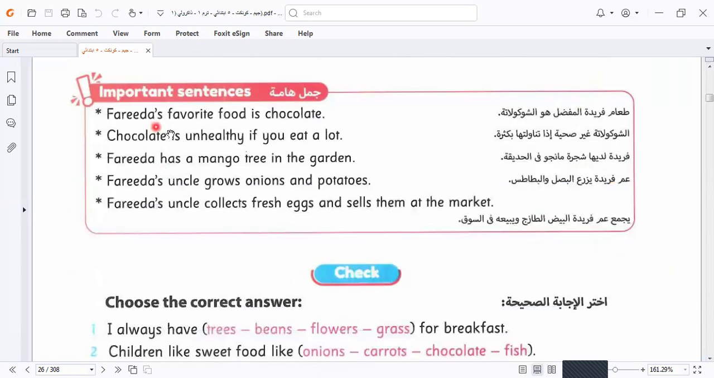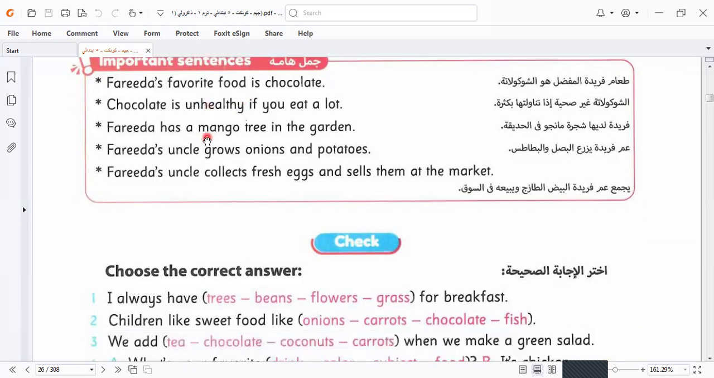We have Farida's favorite food is chocolate. So here we must know favorite food. Someone says, my favorite food is chocolate. Another one says, my favorite food is potato. Favorite food is the food that I prefer or I want. Okay, I'm happy when I eat it. Chocolate is unhealthy if you eat a lot.